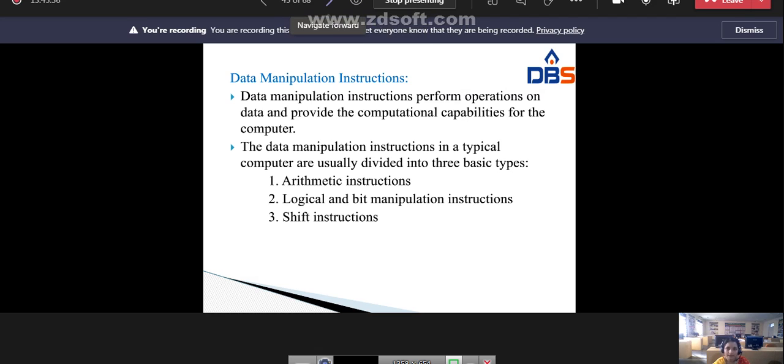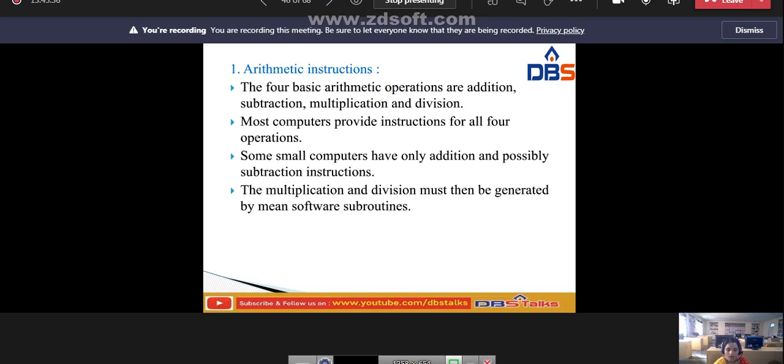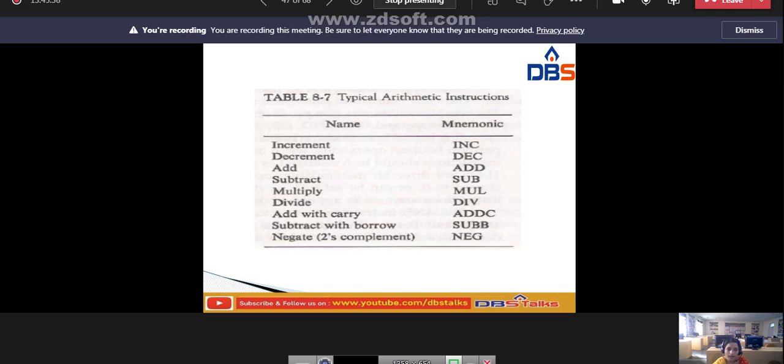First one is arithmetic instruction. What is meant by arithmetic instruction? We have the 4 basic arithmetic operations: addition, subtraction, multiplication and division. Most computers provide instructions for all 4 operations. Some small computers have only addition and possibly subtraction instructions, and the multiplication and division must then be generated by means of software subroutines. A typical set of arithmetic instructions is listed in the table.